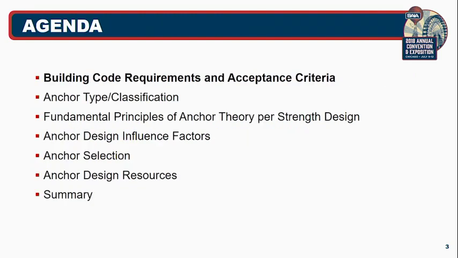So, the agenda for today, what we're going to talk about. We'll talk about building code requirements and acceptance criteria. We'll talk about different anchor types and the classification of those anchor systems. We'll go through the fundamental principles of anchor theory, and I'm going to focus a little bit on strength design. I promise I won't get too technical on this stuff, but I wanted to touch on strength design for anchors. We'll talk about anchor design influence factors, how you would go about selecting the right anchor for your particular application, some of the design resources that are available to you, and then we'll open it up for questions at the end.